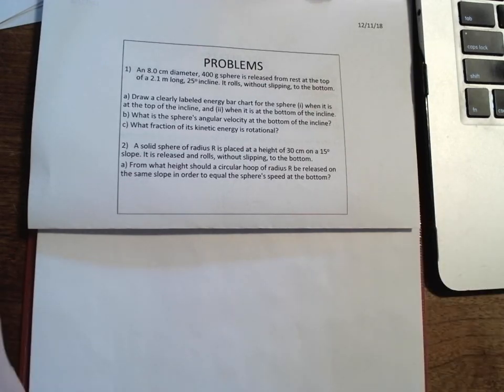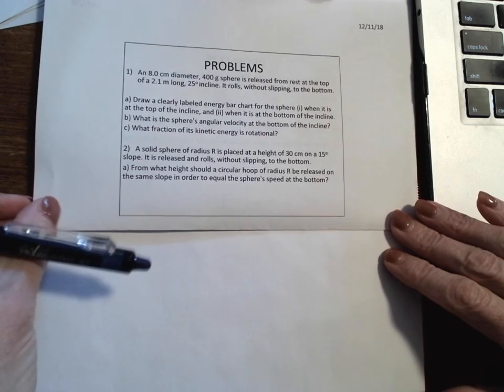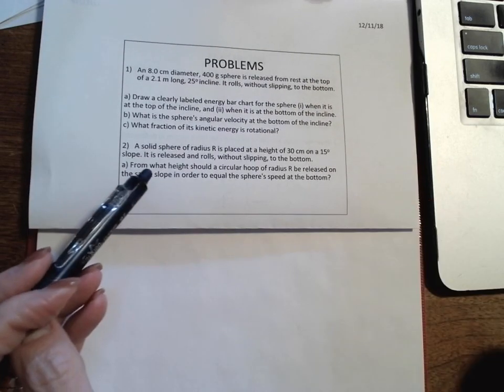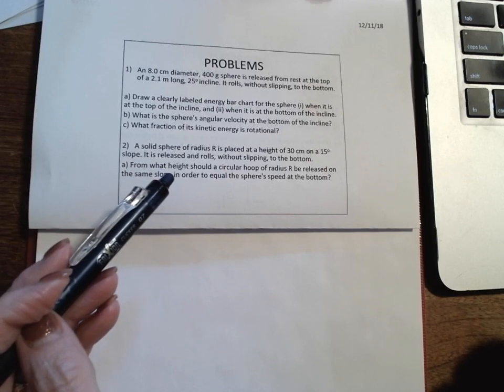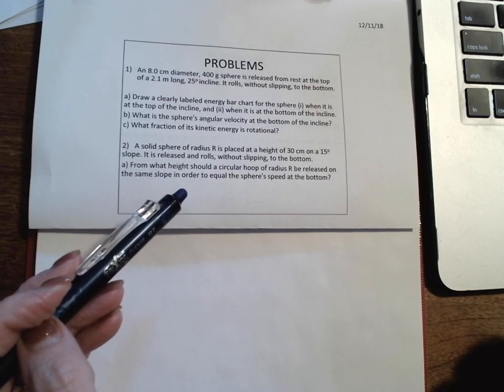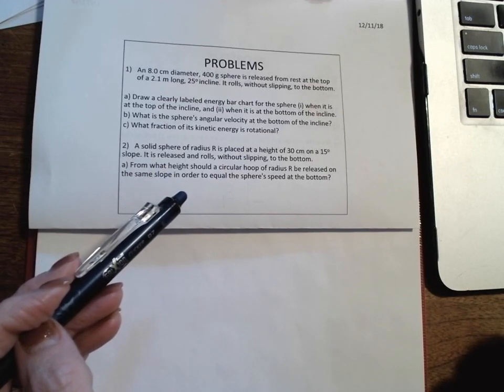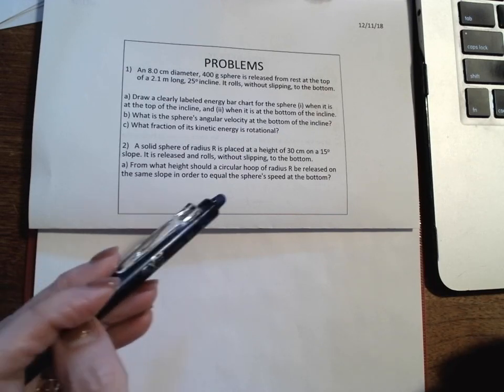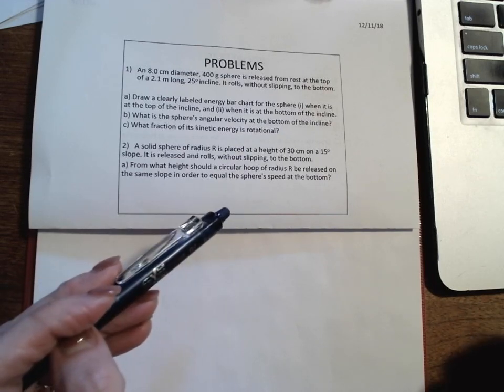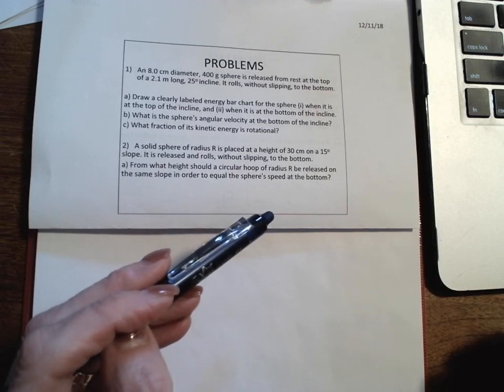Okay, for this problem, we're doing number 2 from the review problems. So we have another kind of race of the shapes question. We have a solid sphere of radius r placed at a height of 30 centimeters on a 15-degree slope. It is released and rolls without slipping to the bottom. From what height should a circular hoop of radius r be released on the same slope in order to equal the sphere's speed at the bottom?